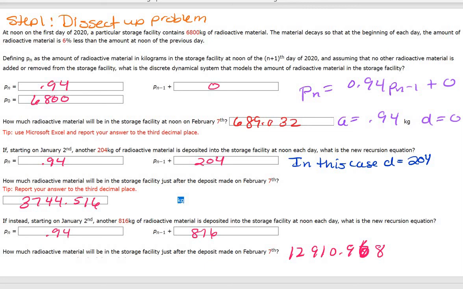But what you do is you go to your spreadsheet, change the D to 816, and then go down to the February 7th line, and you should see 12,910.968. So just playing around with the Excel spreadsheet. Once you have the model set up, this should be pretty rinky-dink. And then check with me about this 816, because I'm reading this and it says, if instead starting January 26th, another 816, I took that to mean D is 816.